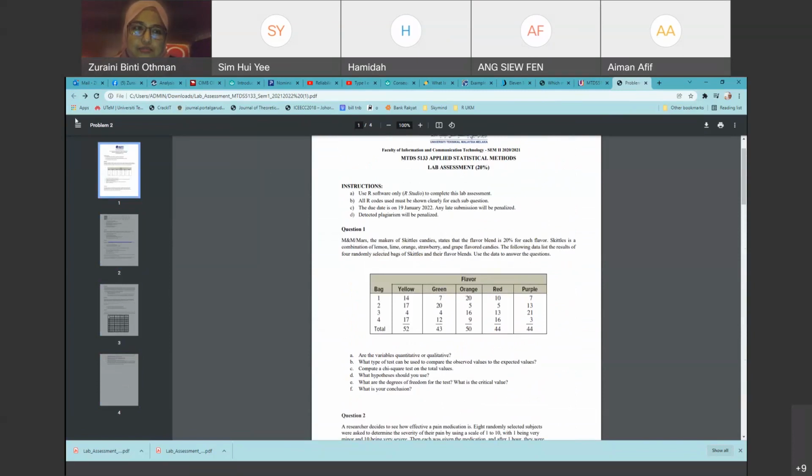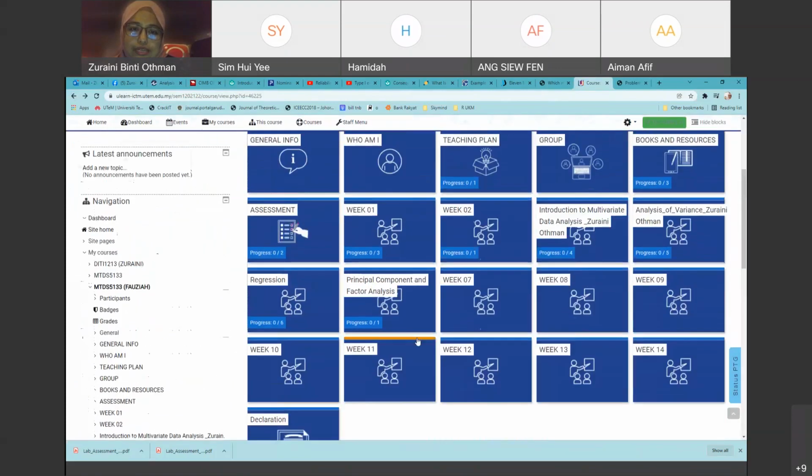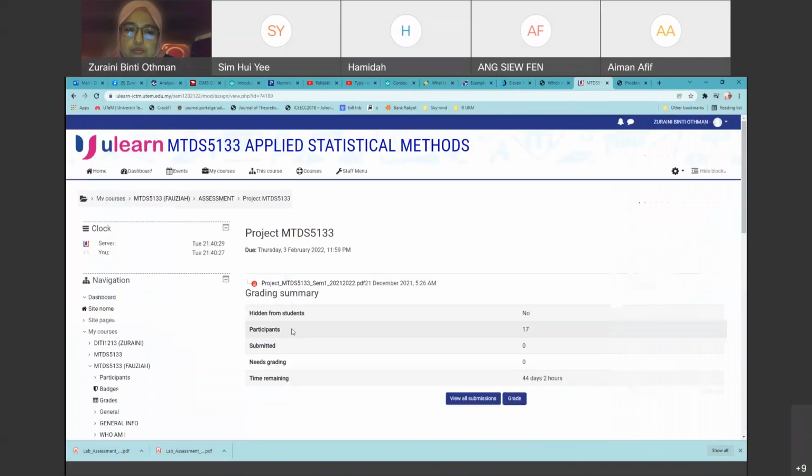This is the lab assessment, individual, and then the project for the group. Assessment, and this is the project. This is the group.